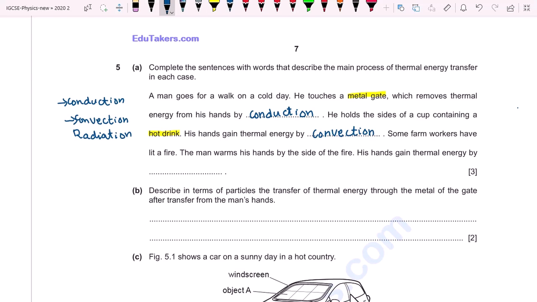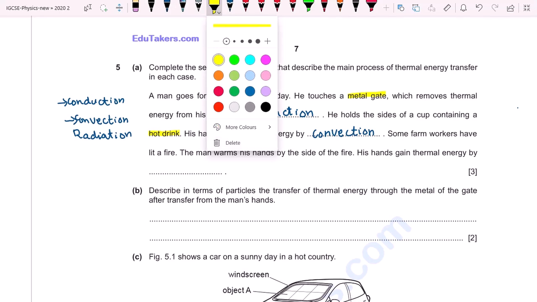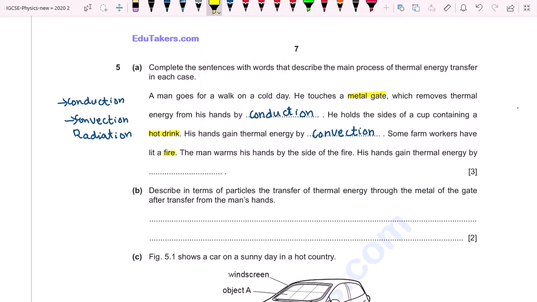Some farm workers have lit a fire. The man warms his hand by the side of the fire. His hand gains thermal energy by. Now, there are some farm workers who have lit the fire and the man warms his hand by the side of this fire. Now you can see here that the energy transfers in the form of radiation. The person gains the energy directly from the source. So here the phenomenon that is involved is radiation.